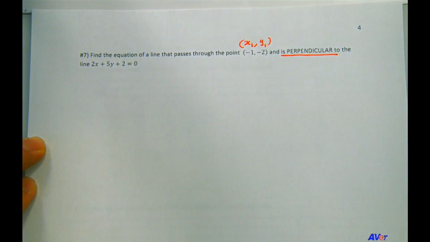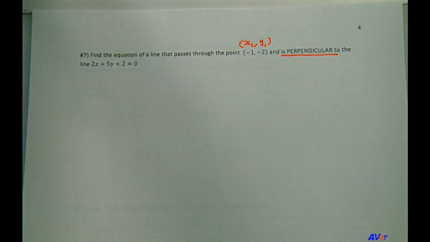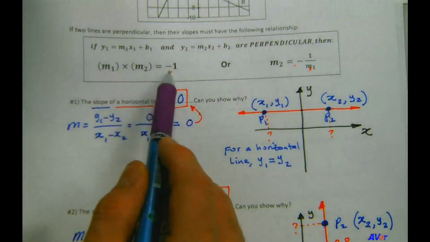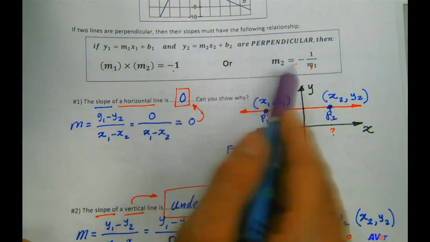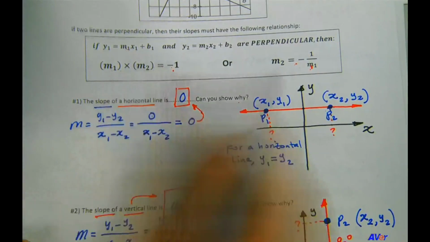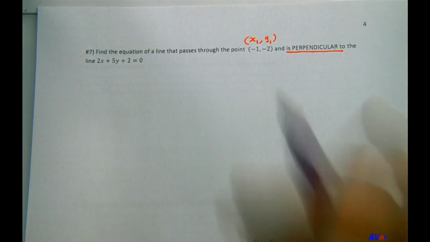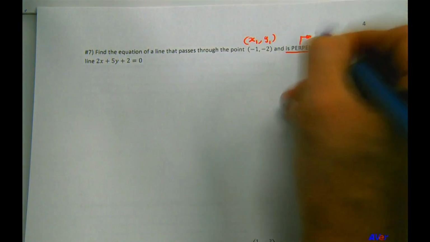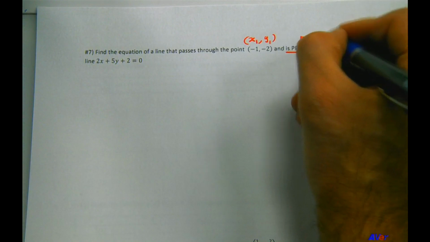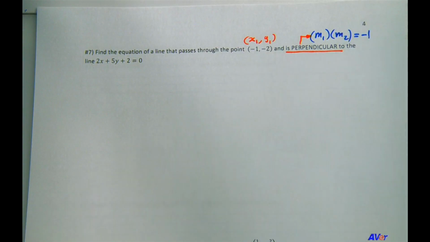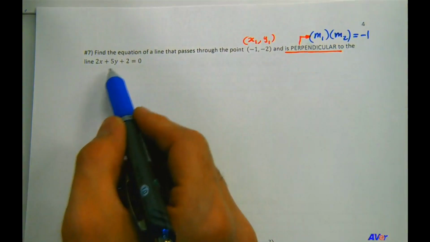Do we remember that? Let's look back at this page that has that information. For two lines to be perpendicular, the product of their slopes should be equal to -1, or solve for m2 in this equation, you get -1 over m1. Okay? So the condition here is m1 times m2 must be equal to -1. So, do we know the slope of this line yet?